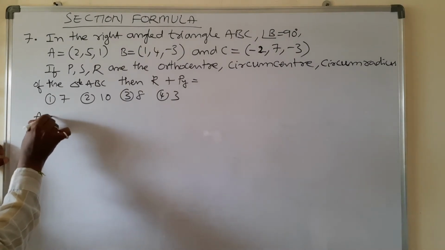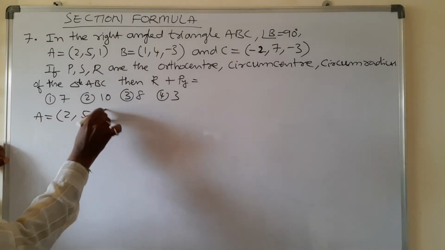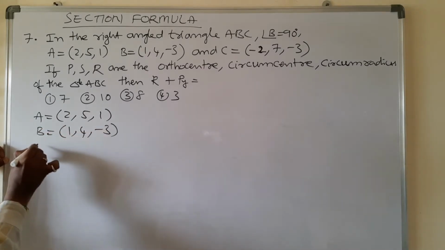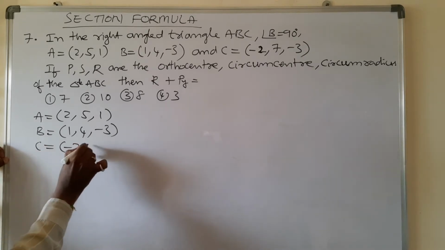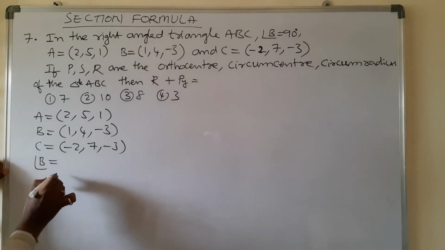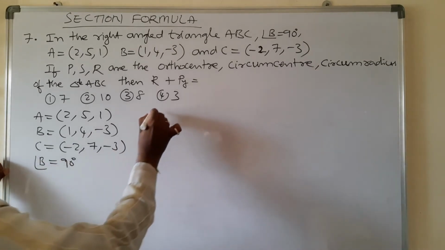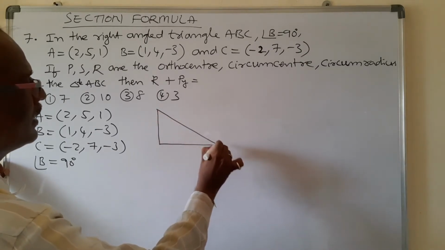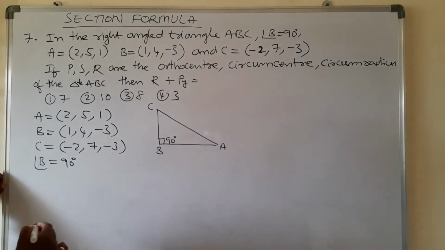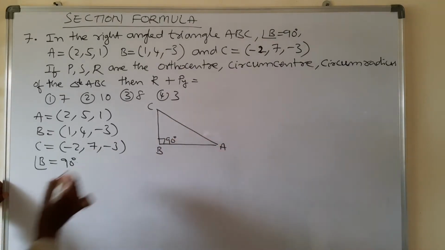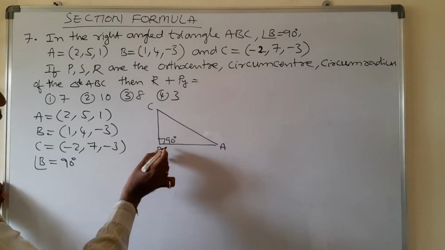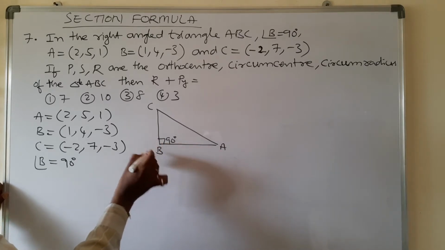The vertices are A equal to (2, 5, 1), B equal to (1, 4, -3), C equal to (-2, 7, -3). Angle B equal to 90 degrees. This is the right angle triangle. ABC triangle is right angled at B. In a right angle triangle, the orthocenter is the 90 degree vertex. Here the 90 degree vertex is B.